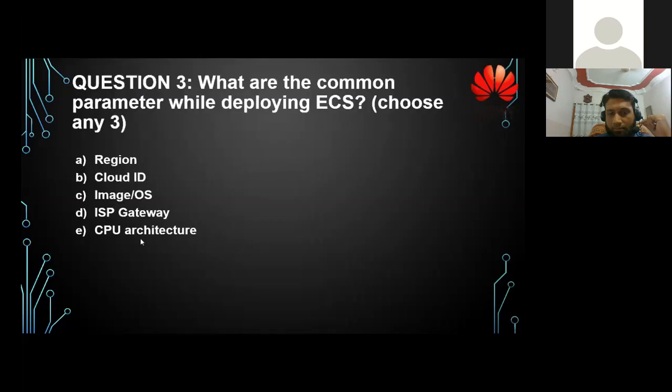And the third question is very important because it is directly related to the ECS. The question is, what are the common parameters while deploying ECS? Like you can say which options you need to select when you are deploying the ECS service on Huawei Cloud. It could be region, cloud ID, image or OS, ISP gateway, or CPU architecture. There are 5 options, but you need to select only 3. In question 1 and question 2, you need to select only one answer. The first one is true or false, the second one is a simple fill in the blank, and the third one is a multiple answer. So these 3 questions are very easy and very related.